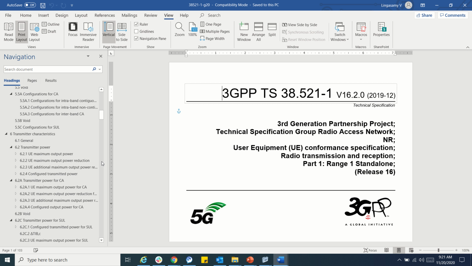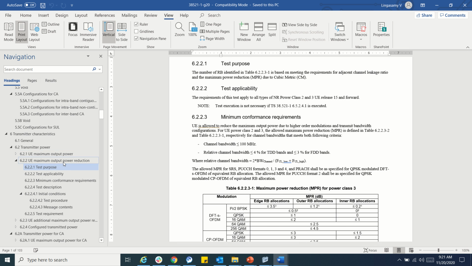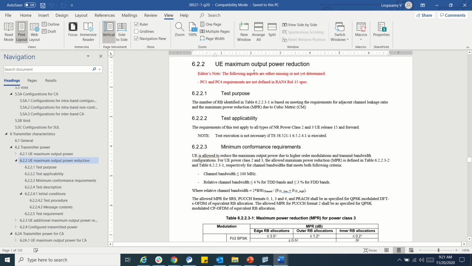Initially they give an introduction, and then you can see here this is the test case which I was talking about. You can see here 6222G1, maximum output power reduction. This is the test case. Here is the purpose for which we are testing. Everything is mentioned here, and where it should be applied.